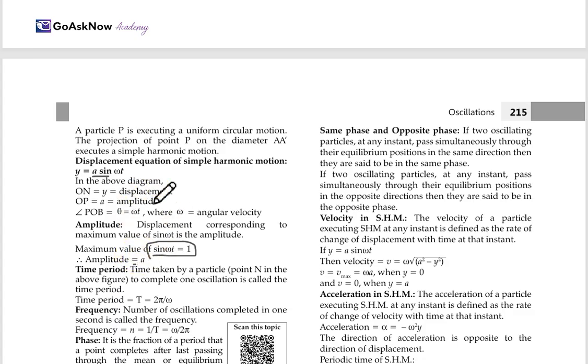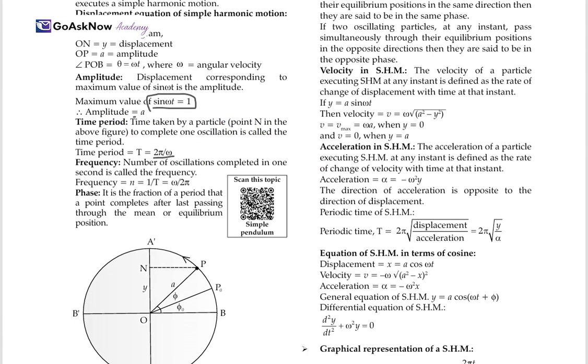So this is all about the circular motion. Also, the time period T will be 2π upon ω. The time taken by the particle to reach the point N in the above figure, to complete one oscillation, is called the time period. Now, frequency: the number of oscillations completed in 1 second is called frequency. Frequency n is equal to 1 upon T, or ω upon 2π.